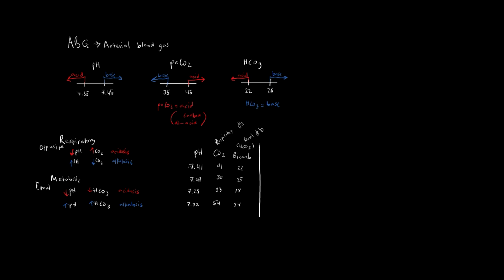The first problem: the pH is 7.41, the PaCO2 is 41, and the bicarb is 22. So the pH is normal because it's between the normal range of 7.35 and 7.45. So there's no issues regarding the pH. That's good. The PaCO2 is also normal because 41 is between the normal range of 35 and 45. So no issues with the respiratory system. And the bicarb level is 22, which is within the normal range of 22 to 26. And so there's no issues coming from the renal system.